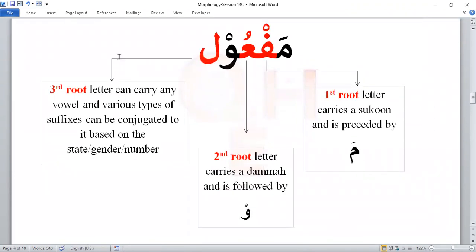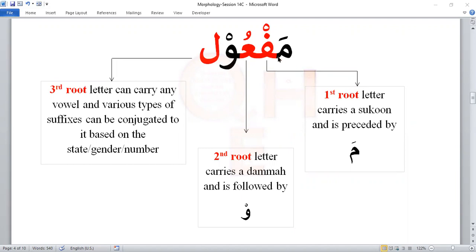This is the basic conjugation of ismul maf'ul. So it is such a word that the first root letter, the red letters over here, are the root letters, and mim fatha and waw sakina are the non-base letters. Non-base letters, meaning they are not root letters.